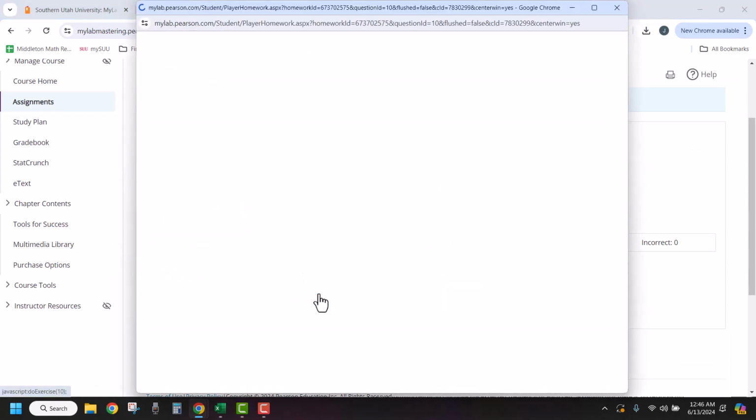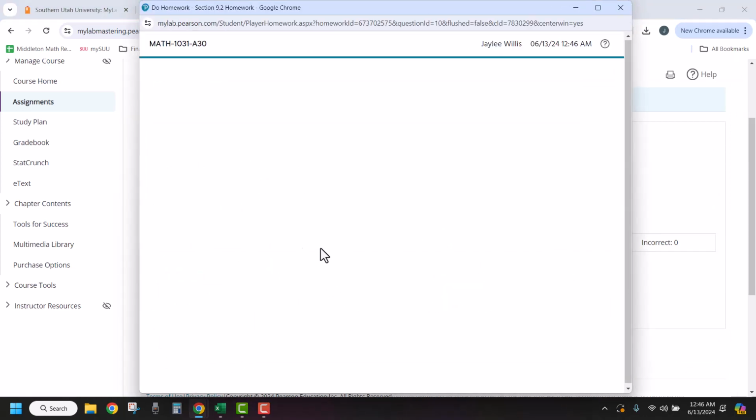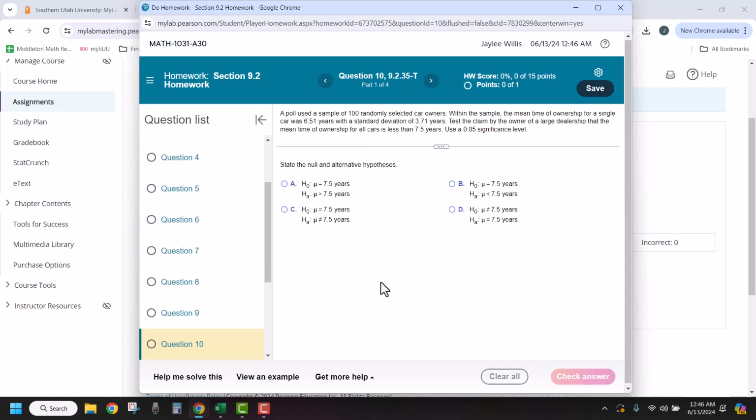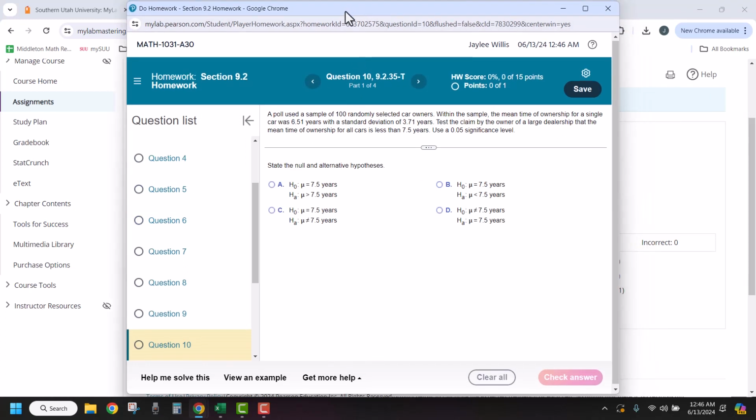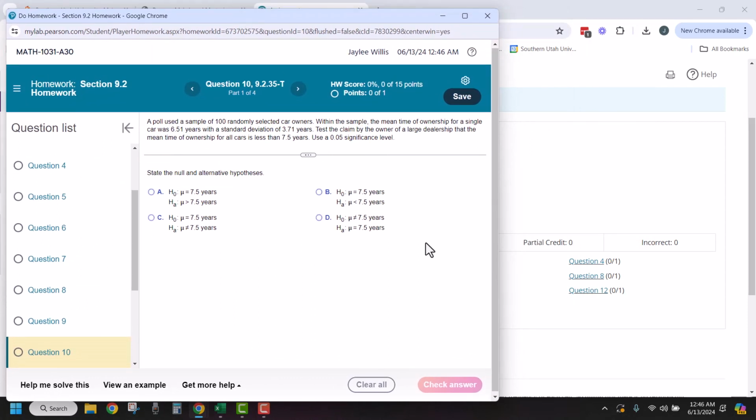I didn't pick a question in advance, so let me just find one real quick. Okay, this is perfect. So I'm going to do question 10 on section 9.2. This says a poll used a sample of 100 randomly selected car owners. And within the sample, the mean time of ownership for a single car was 6.51 years with a standard deviation of 3.71 years. And we want to test the claim by the owner of a large dealership that the mean time of ownership for all cars is less than 7.5 years.